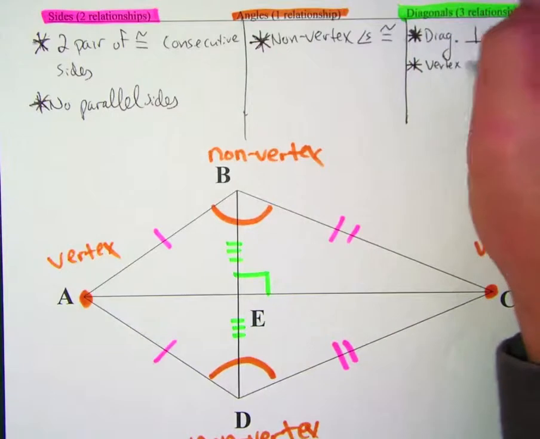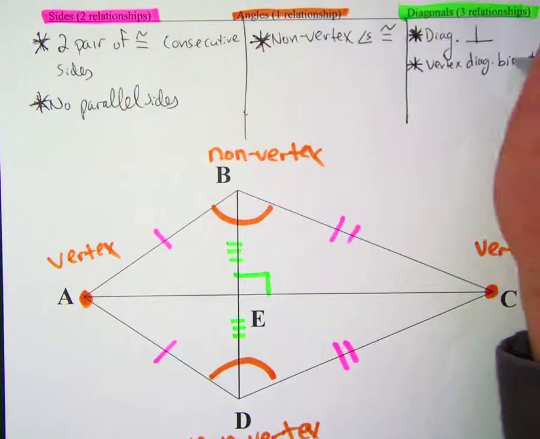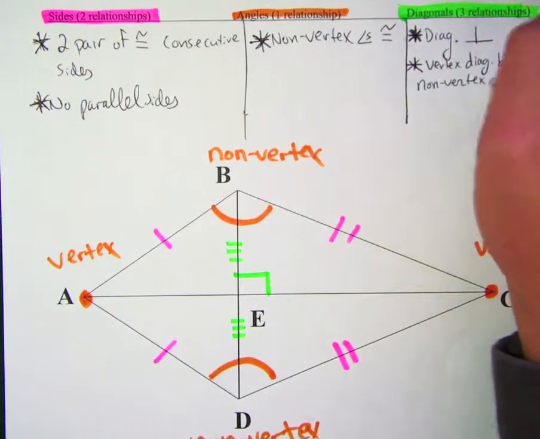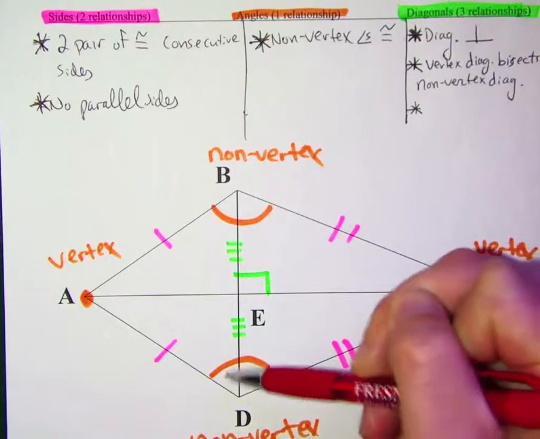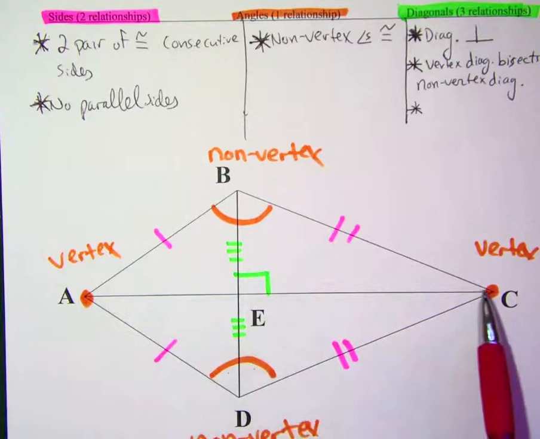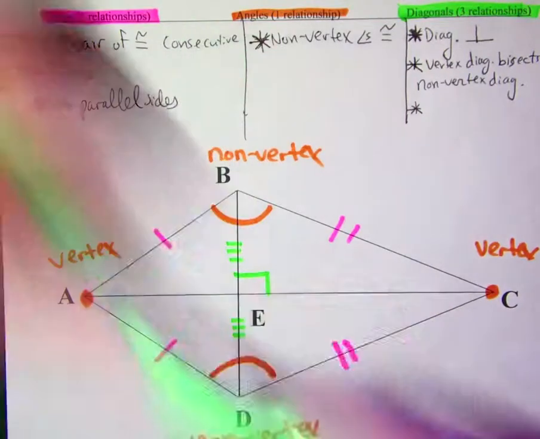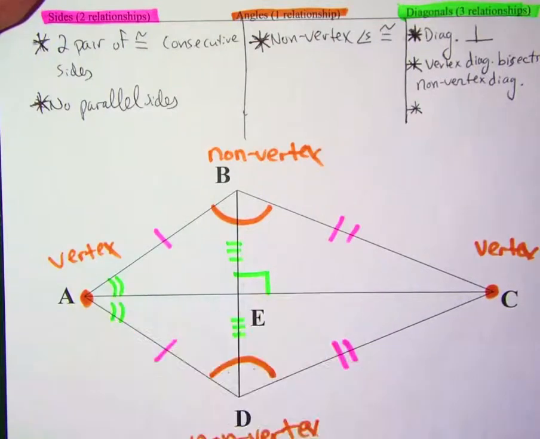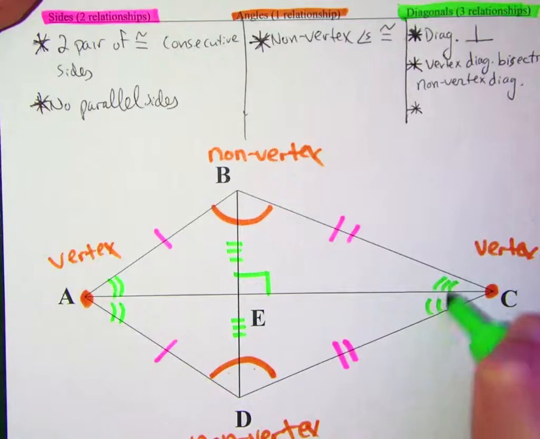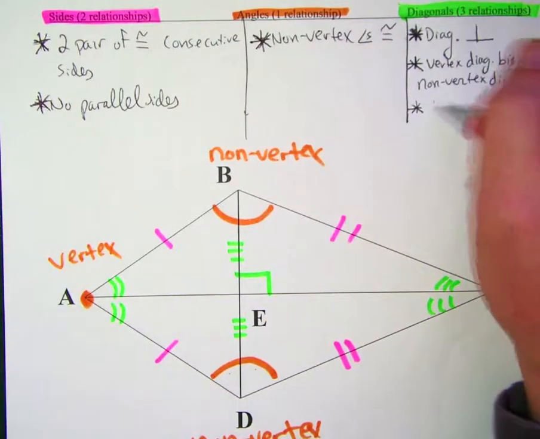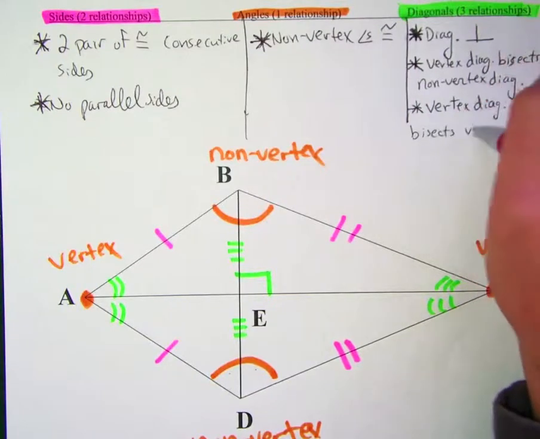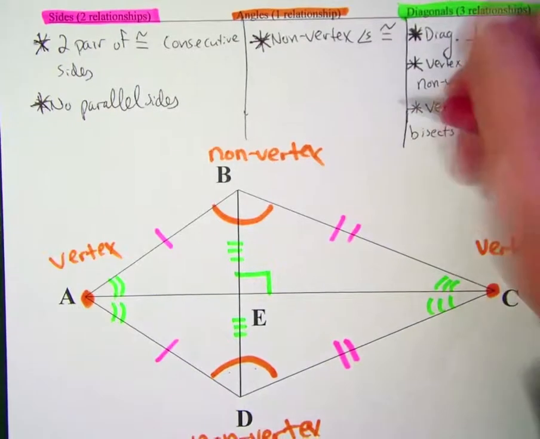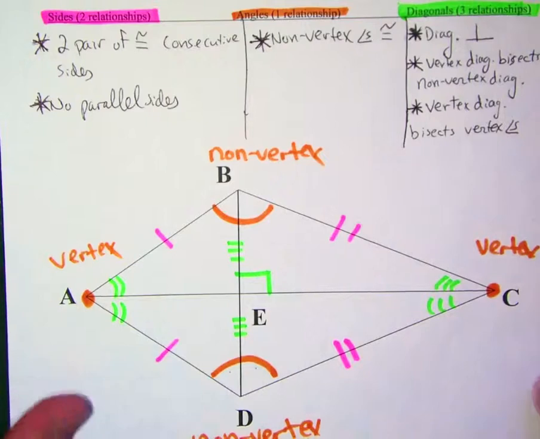So, vertex diagonal bisects non-vertex diagonal. And then the last big thing is that this non-vertex diagonal, you can see, doesn't bisect this angle. This one's smaller than this one. But the vertex diagonal does bisect the angles here. And so what you end up getting out of here is that angle has been bisected, and that angle has been bisected. So you have the vertex diagonal bisects the vertex angles. So those are your major relationships going on here with a kite.